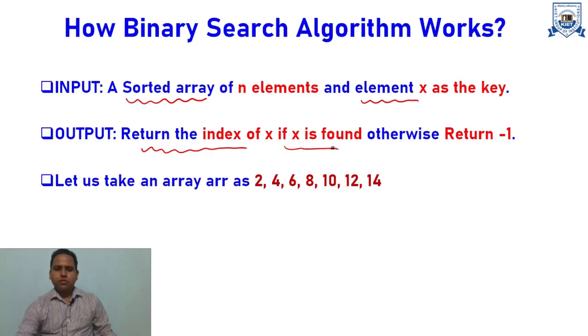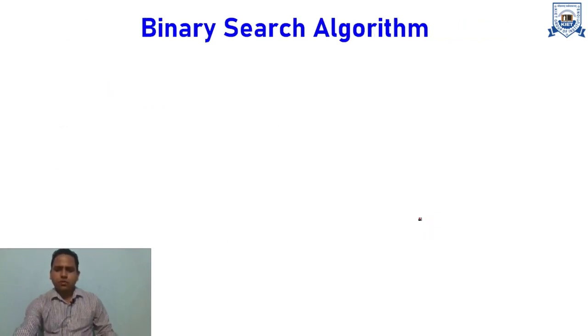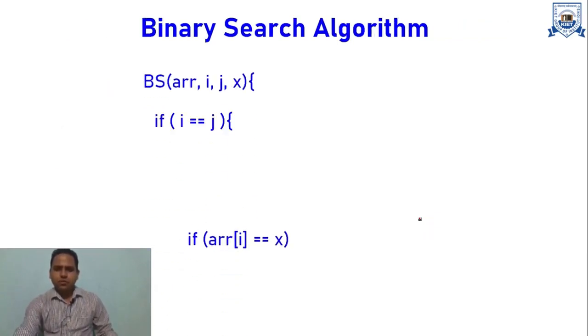Let's take this array. We have the array elements 2, 4, 6, 8, 10, 12 and 14. Suppose we are finding the location of 8. So our key is 8, that means our x is 8. We'll see how this algorithm works, and the same can be applied for 4 and 14 also while finding the indexes. Now, this is our binary search algorithm part.